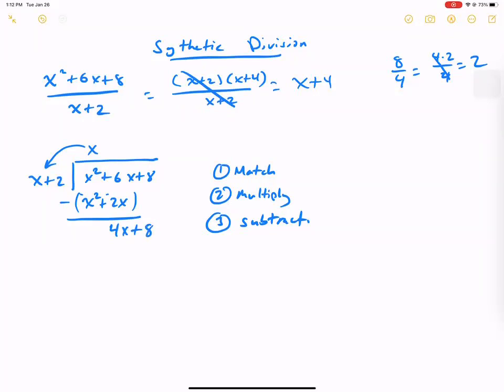Now we restart our steps, match, multiply, and subtract. We match. How can I make x look like 4x? We have to multiply by a positive 4. So 4x, multiply 4 times x and 4 times 2. Don't forget the 2. And then we subtract, and we end up with negative 4 minus 4 and 8 minus 8, which is 0. And we get exactly the same answer as we got before.